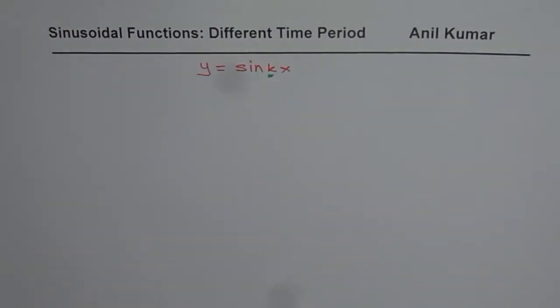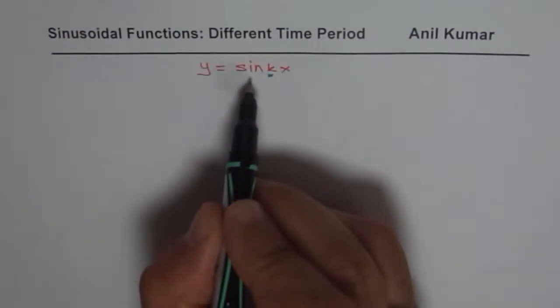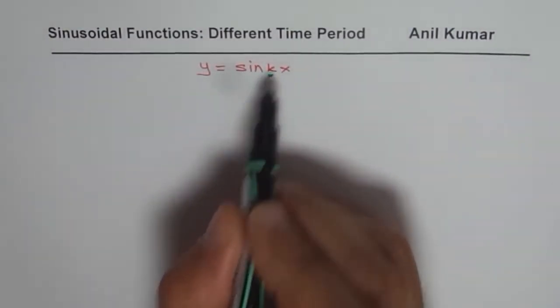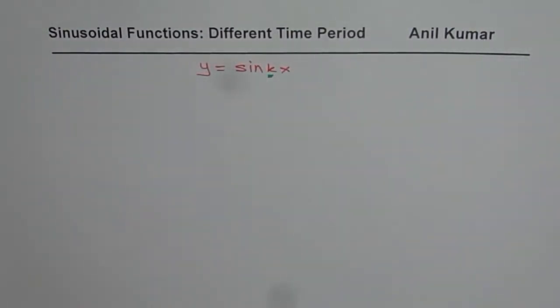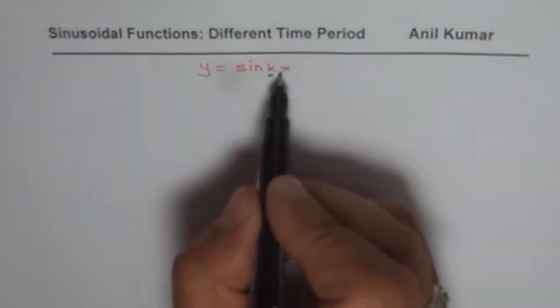We have already considered amplitude in another video. We'll consider translations in the next video, and then combine these and look into the transformation of sinusoidal functions in further detail, right? So let's look into each component separately and then we'll move forward. When I say y equals sine kx, what really happens is that the time period changes.